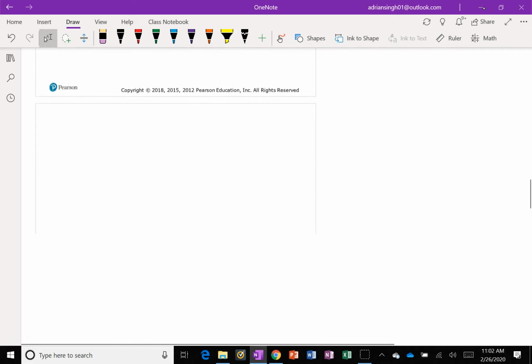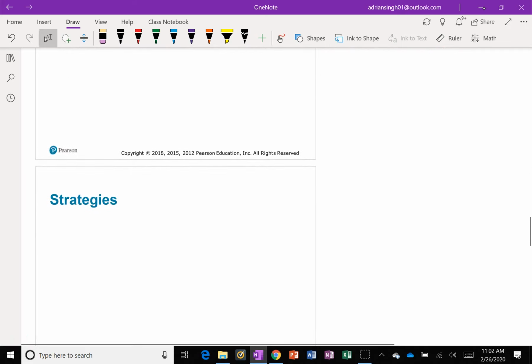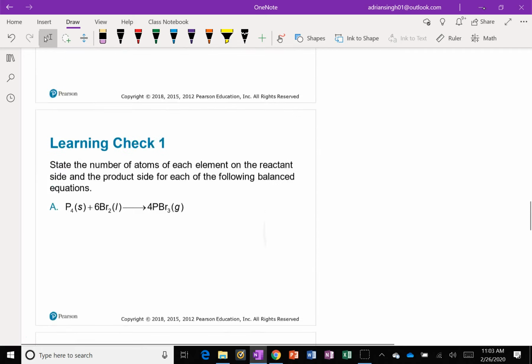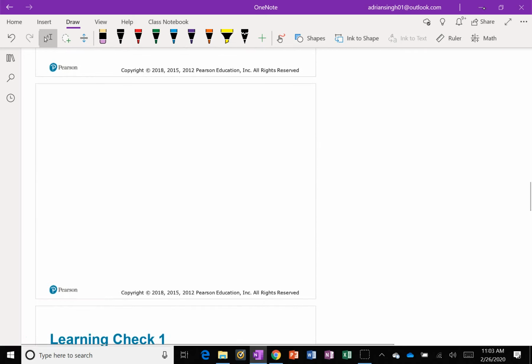Okay, let's take a look at a couple other examples. Where did my thing go? Okay, so let's say that I had this equation. So CH4 is methane reacting with oxygen to make CO2, carbon dioxide, and water.